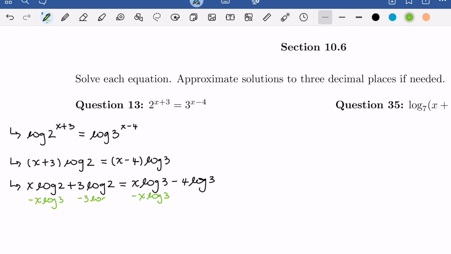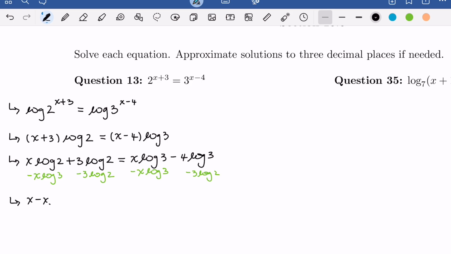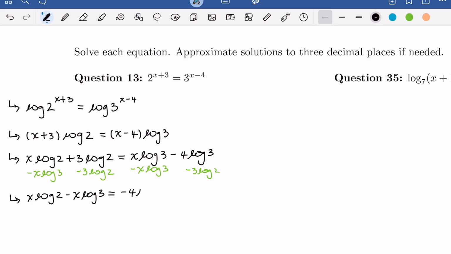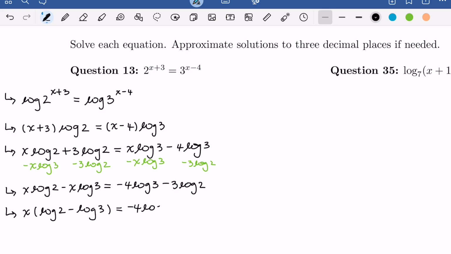So let's subtract 3 times log of 2 on both sides. On the left hand side, we're going to have x log of 2 minus x log of 3. On the right hand side, we're just going to have minus 4 log of 3 minus 3 log of 2. Now notice both of these have an x in them, so let's pull that common factor out. We're going to end up with log of 2 minus log of 3, and then we still have all of this on the right hand side.